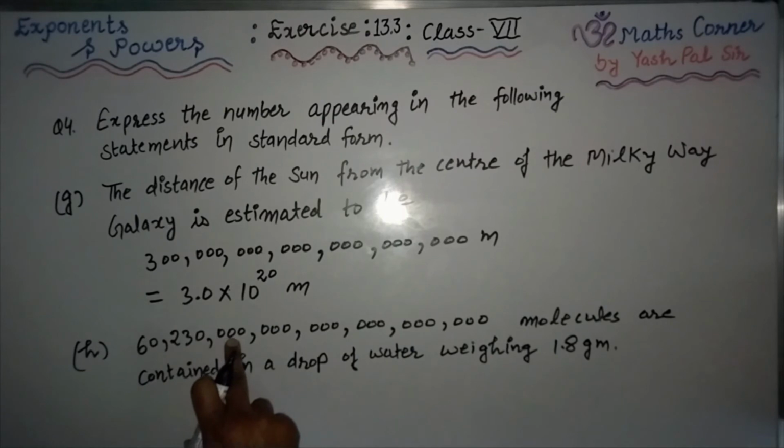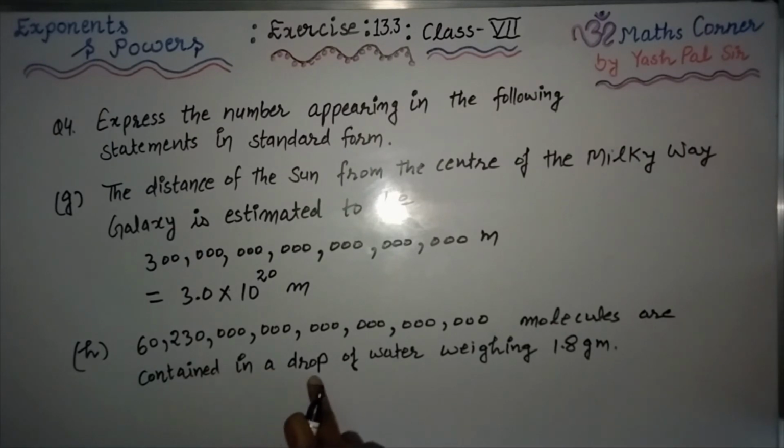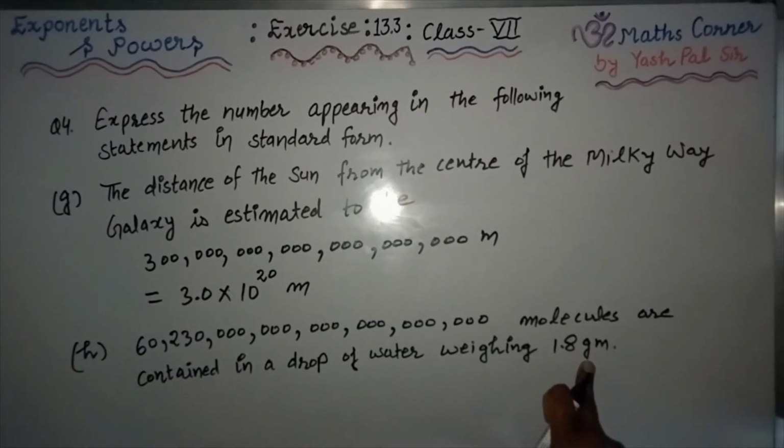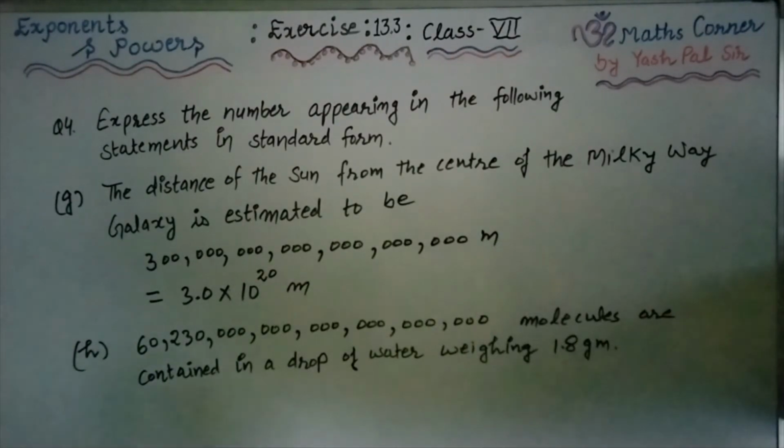Now next part, now the question is very interesting. H part: 602300000000000 molecules are contained in a drop of water weighing 1.8 gram. What is the weight? Very small weight, 1.8 gram. The drop of water weighing 1.8 gram. This much molecules are there. We cannot read, but when we shall write them in standard form, then we can read.